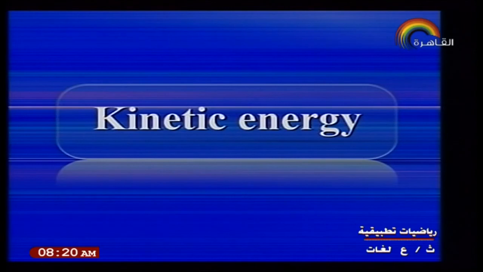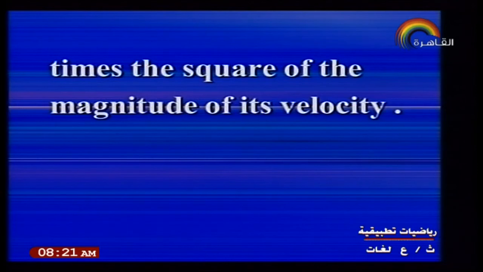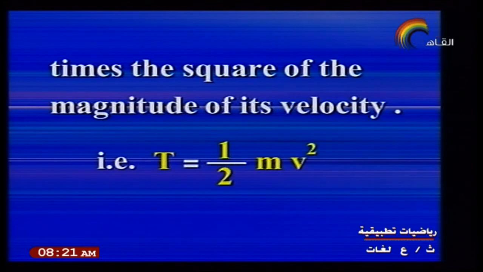Dear student, now we translate to kinetic energy. Kinetic energy is a very important lesson. Definition: the kinetic energy of a particle, denoted by capital T, is defined as the product of half of the mass of the particle times the square of the magnitude of the velocity. Then T equals half mv square.